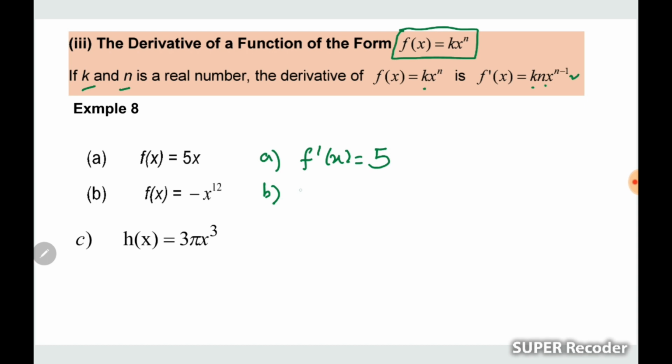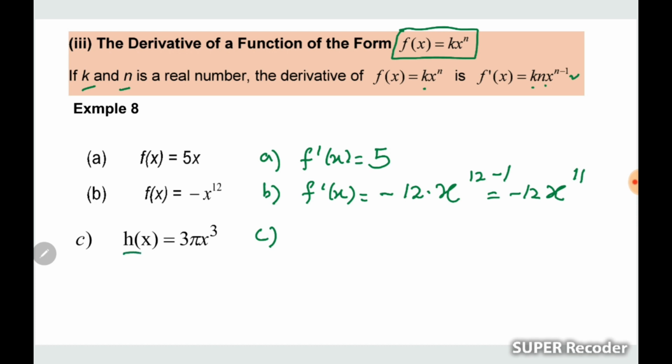B, if given f(x) equals negative x to the power of 12, so f prime x equals negative of 12, bring in front 12, multiply with x to the power of 12 minus 1. So the answer is negative 12 x to the power of 11.